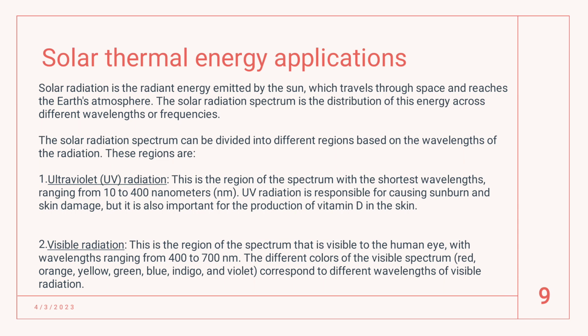UV radiations are the region of the spectrum with the shortest wavelength, ranging from 10 to 400 nanometers, which is responsible for causing sunburn and skin damage, and it is also very important in the production of vitamin D in the skin.